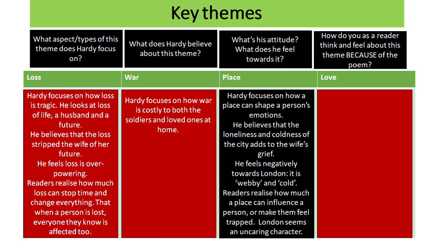Right, war. So Hardy focuses on how war is costly to both the soldiers and loved ones at home. So the costs of war he's very focused on. He's not like Brooke, highlighting the beauties of war or the heroics of war. He's just looking at the costs of war. He believes that the war is creating a huge webby misery over the city. So this idea of the city lanes have uprolled, the webby fold on fold. The government's decision to go to war has created this horrible fog of vapor hanging over London. So the effect of war is wide reaching as well.